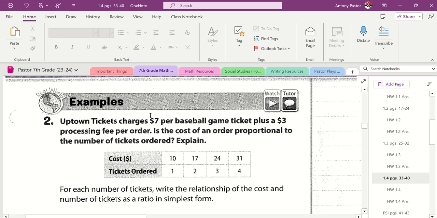Now, if they said they charge you $7 per ticket plus a $3 processing fee per ticket, then yes, each ticket would be $10, and you'd see this be 10 over 1, 20 over 2, 30 over 3, 40 over 4, 50 over 5, and it would be a constant relationship. But because it's a $3 processing fee per order, and the number of tickets you order is different, it is not proportional.